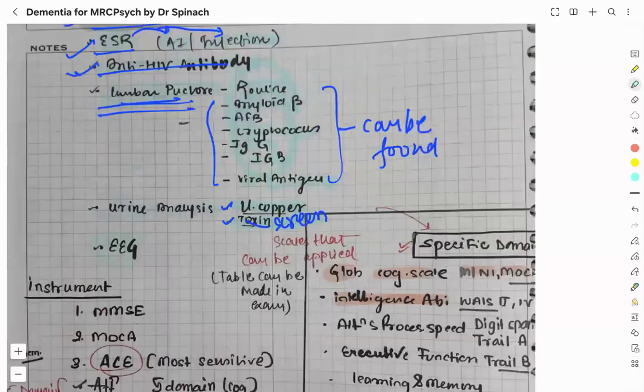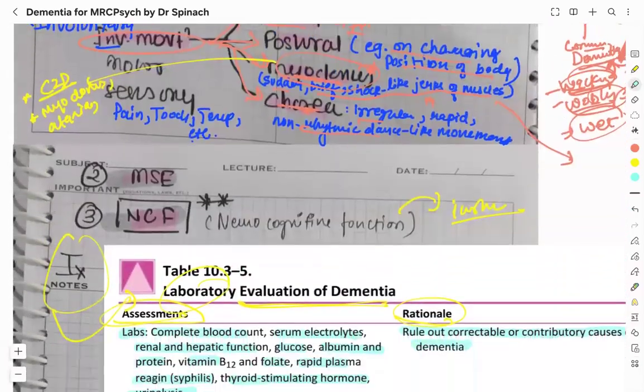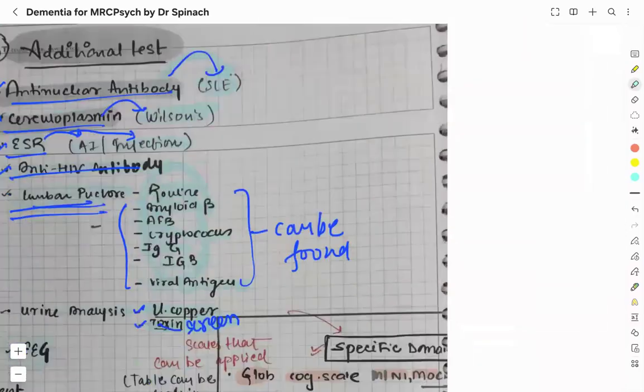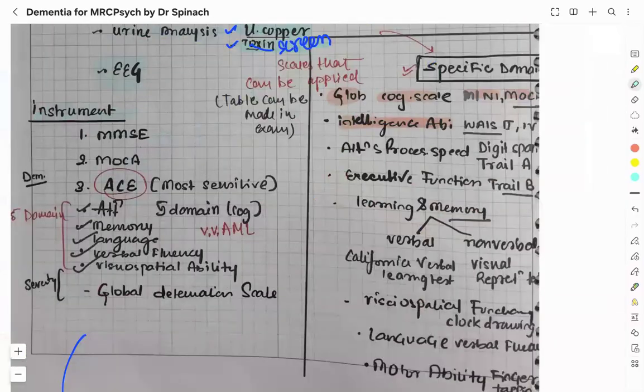Now, if you remember, we went on to see neurocognitive function. Let's see what neurocognitive batteries, that is instruments, you can use. You have MMSE, Mini-Mental State Examination, and the Montreal Cognitive Assessment. Then you have ACE-3, which is the most sensitive one, and ACE-3 involves 5 domains. This is important: attention, memory, language, verbal fluency, and visuospatial ability. Again, attention, memory, language, verbal fluency, and visuospatial ability.